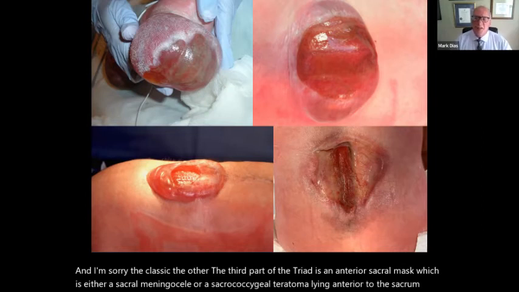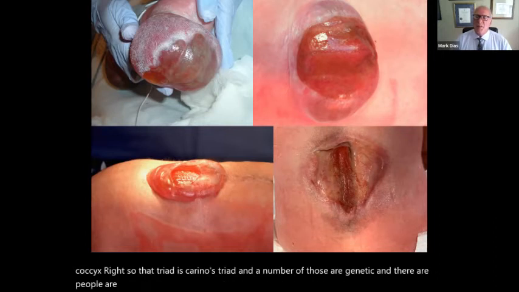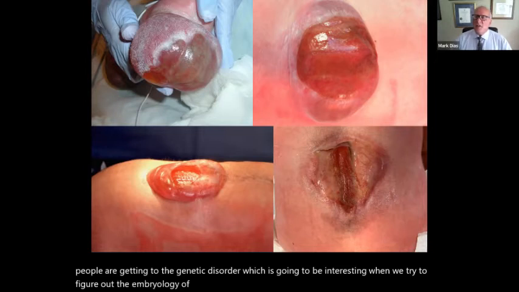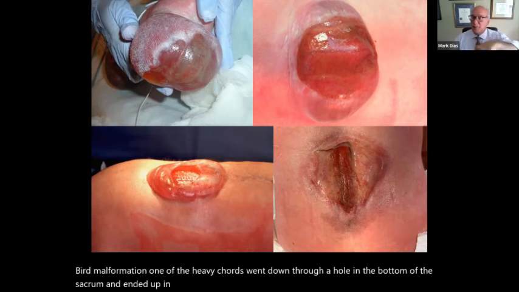So that triad is Currarino's triad, and a number of those are genetic. And people are getting to the genetic disorder, which is going to be interesting when we try to figure out the embryology of this. I had a case that was associated with a split cord malformation. One of the hemicords went down through a hole in the bottom of the sacrum and ended up attached to the teratoma. The other hemicord stayed within the canal.